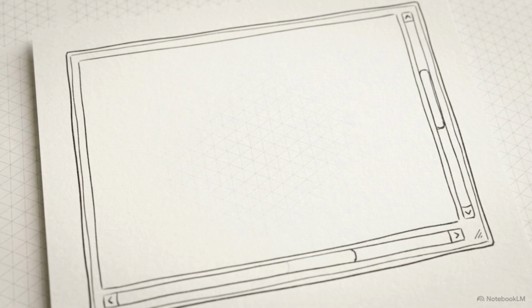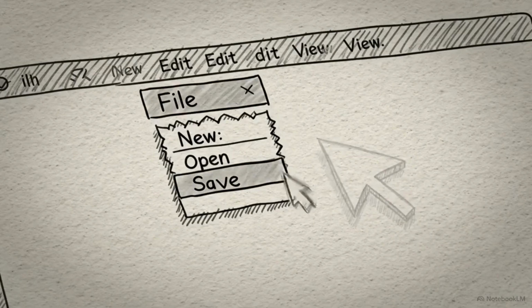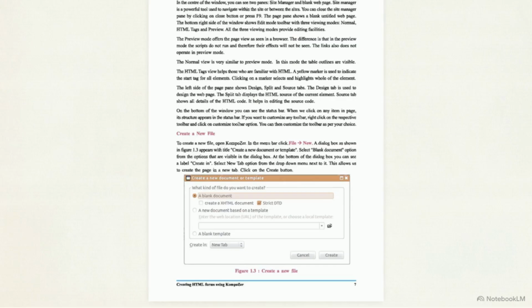Now that the workspace is set, the first step in building a form is to generate a fresh canvas. You do this by opening the File menu and clicking New to bring up the Document dialog box. Inside this dialog box, you need to verify 2 settings. Select the radio button for a blank document and make sure the Create In dropdown is set to New tab.